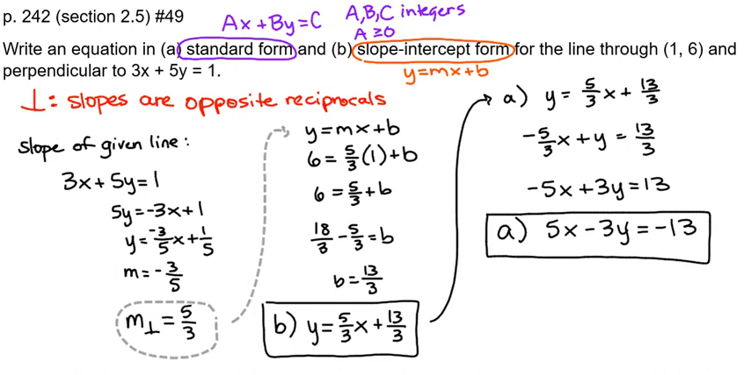Your other option for finding the equation of the line once you have the slope and the point is to use point-slope form. Both should work just fine.